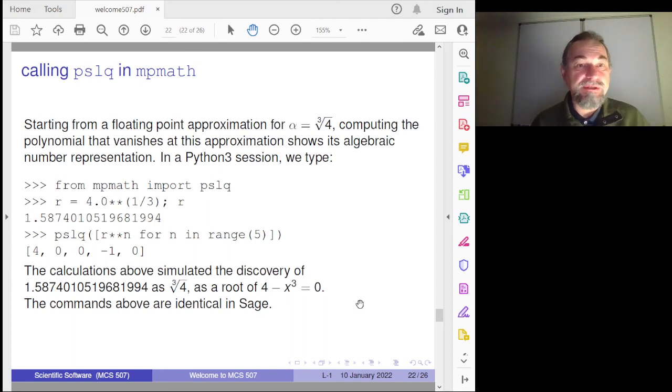So you can do this in a Python session with the MP-math package. It's also identical in SageMath.